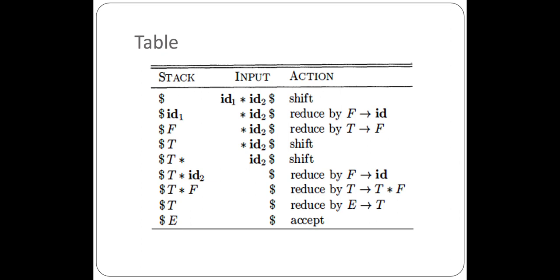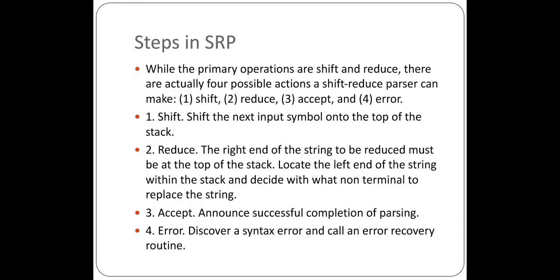So it's very simple. Here we are going to use a table mechanism. You have three columns as stack, input, and action, and then we start from the input string and move towards the start symbol, where we use three actions like shift, reduce, and accept. So these are the things about SRP or shift reduce parsing.